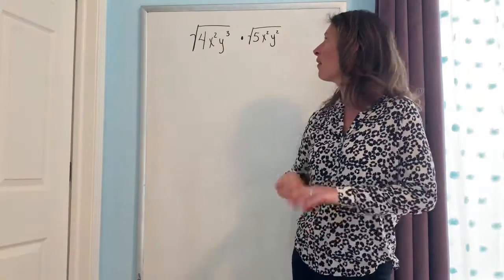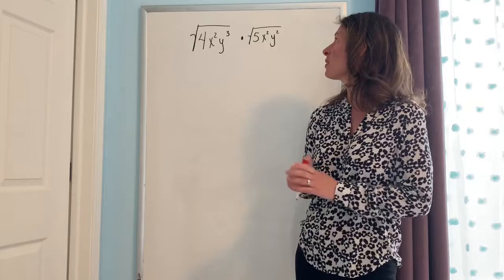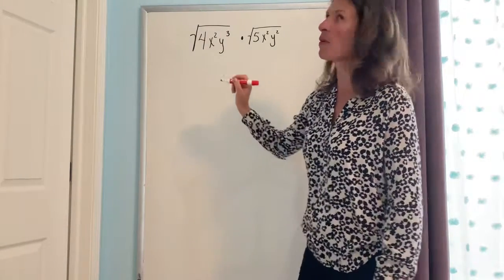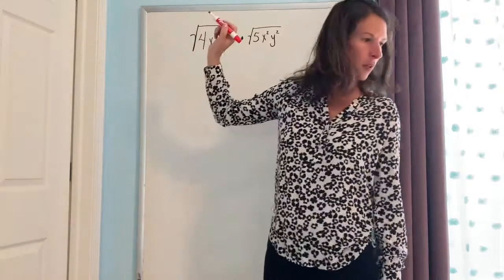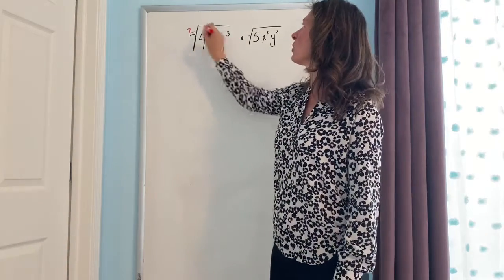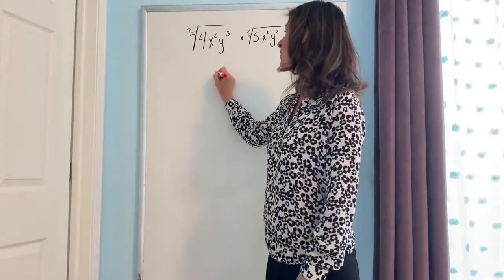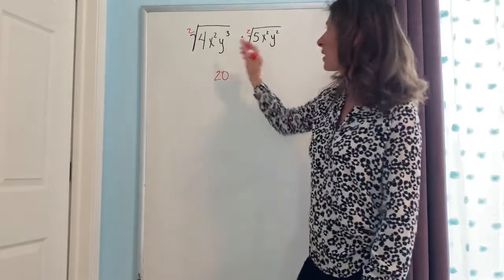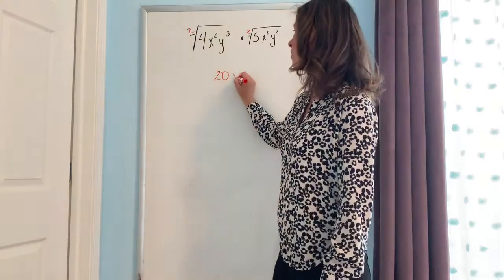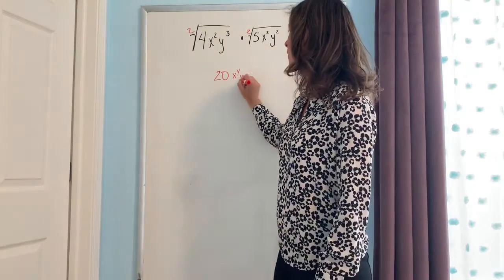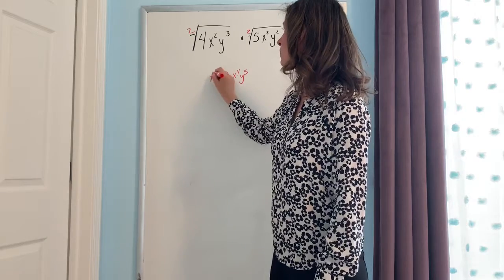So I have the square root of 4x squared y cubed times the square root of 5x squared y squared. They're both the square root. Remember, when we don't have a number, then it is an index of 2. So 4 times 5 is 20. X squared times x squared is x to the 4th. Y squared times y cubed is y to the 5th. And that's the square root.